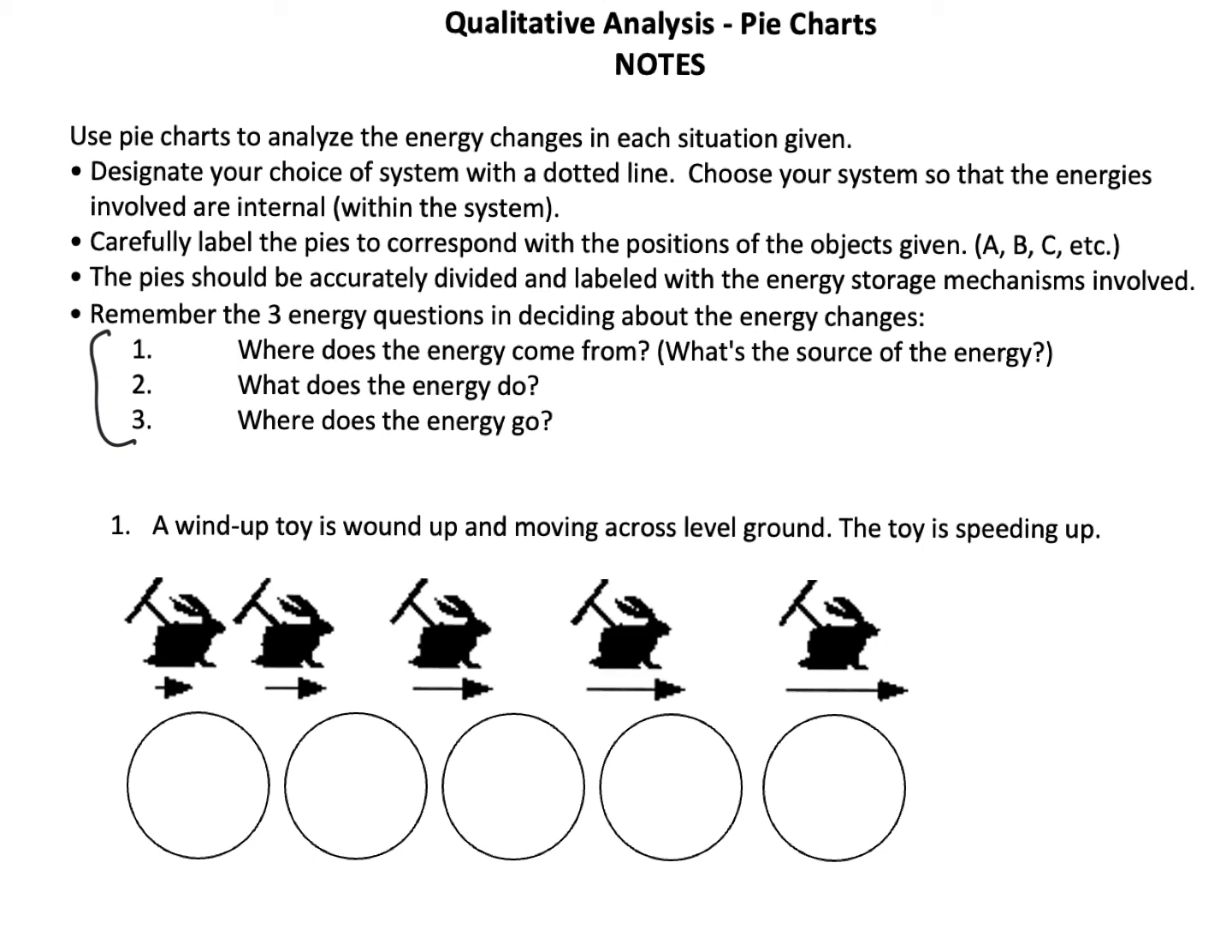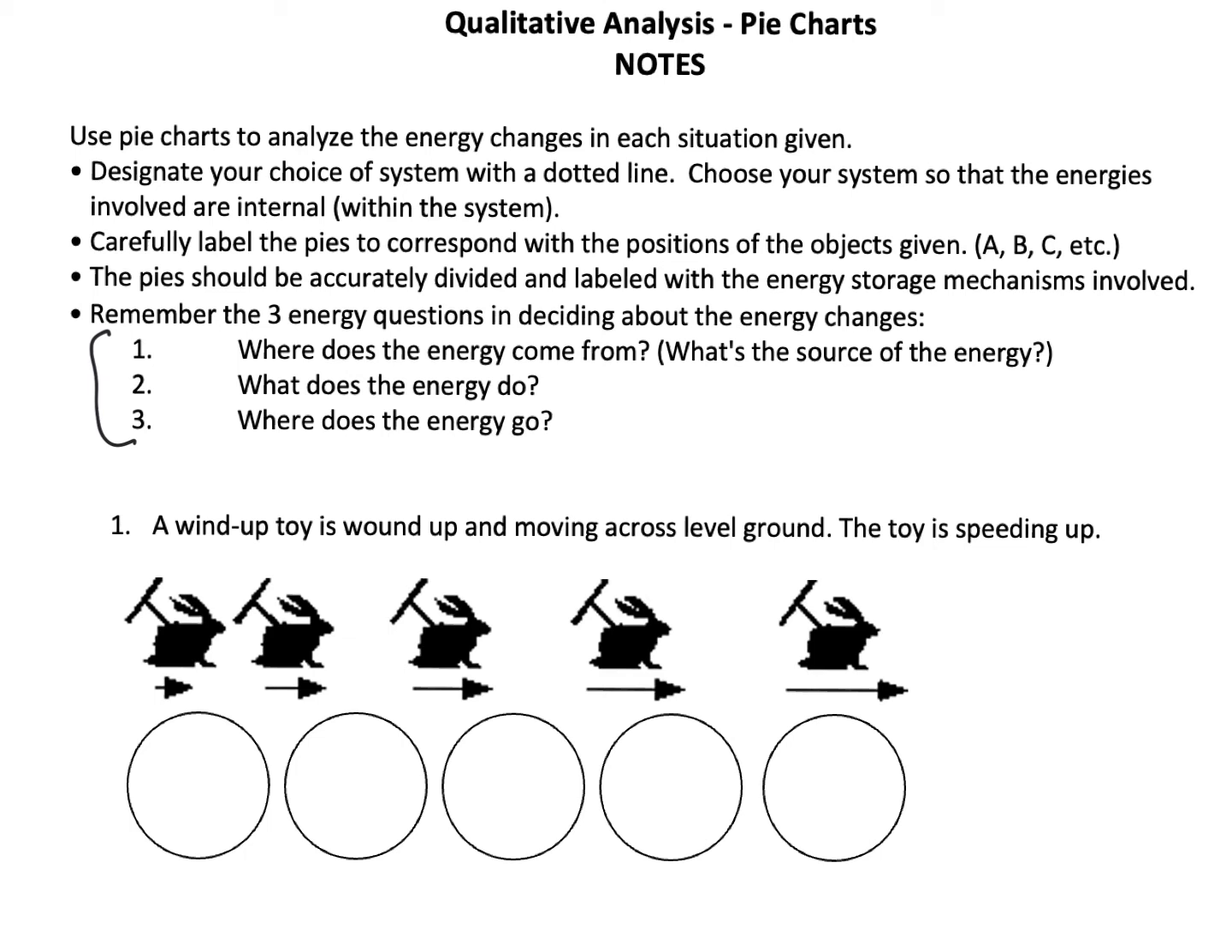So the first example I'm going to use is a wind-up toy. I'm hoping you've all seen these kinds of toys, the type of toy where it has a little knob. You turn it and then set it down on the ground and it starts to move. So this might be a wind-up bunny that's all wound up and it's moving across the table at level ground. When you make pie charts, one of the first things you might want to do is define where your height equals 0.